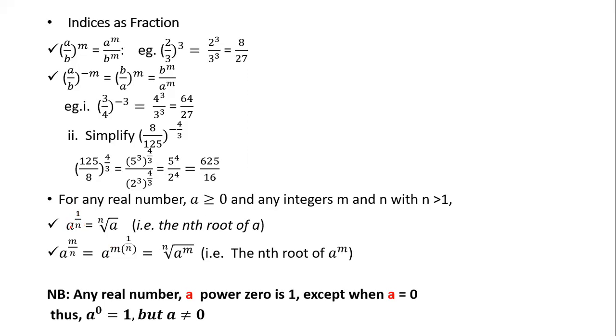A power 1 over N can also be expressed as the nth root, the denominator here of the power, the nth root of A. So any root is a power that is a fraction. Let's say A power 1 over 3 here. If N is 3, then you have the third root of A.